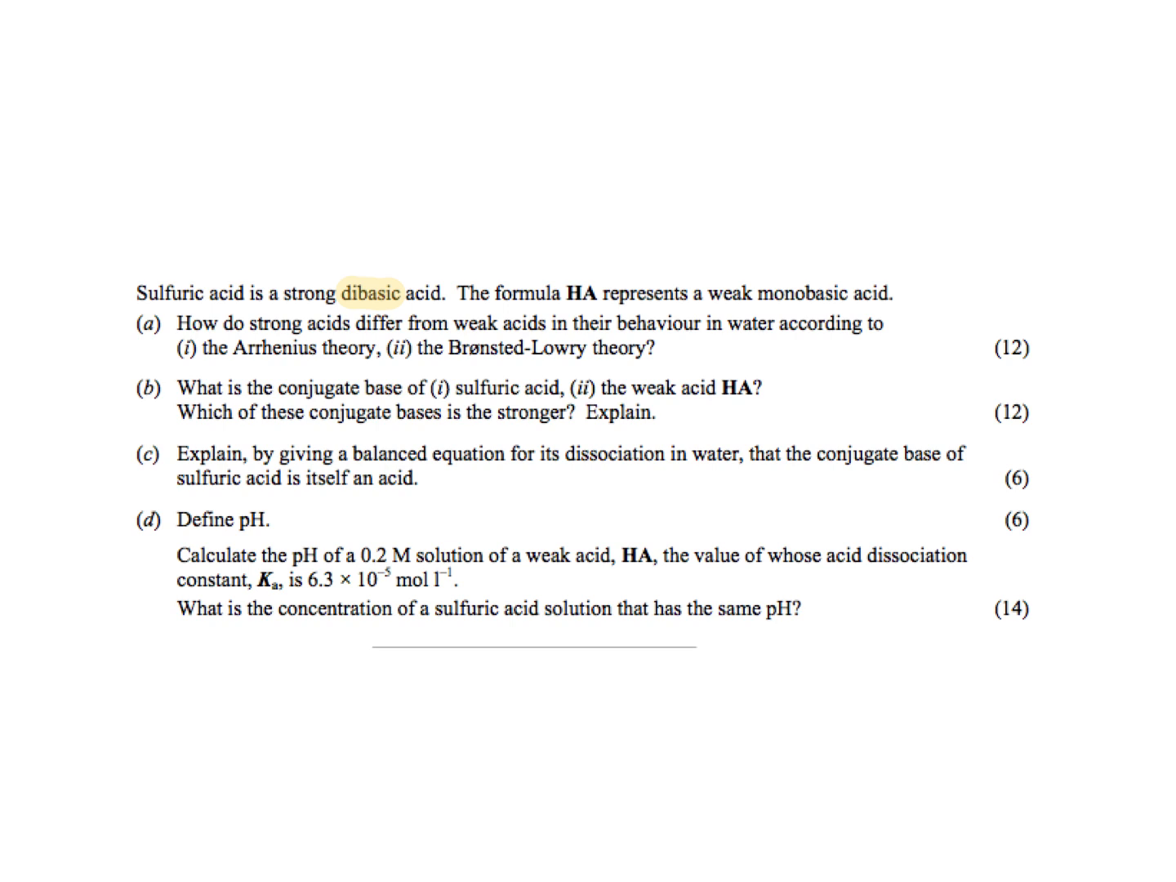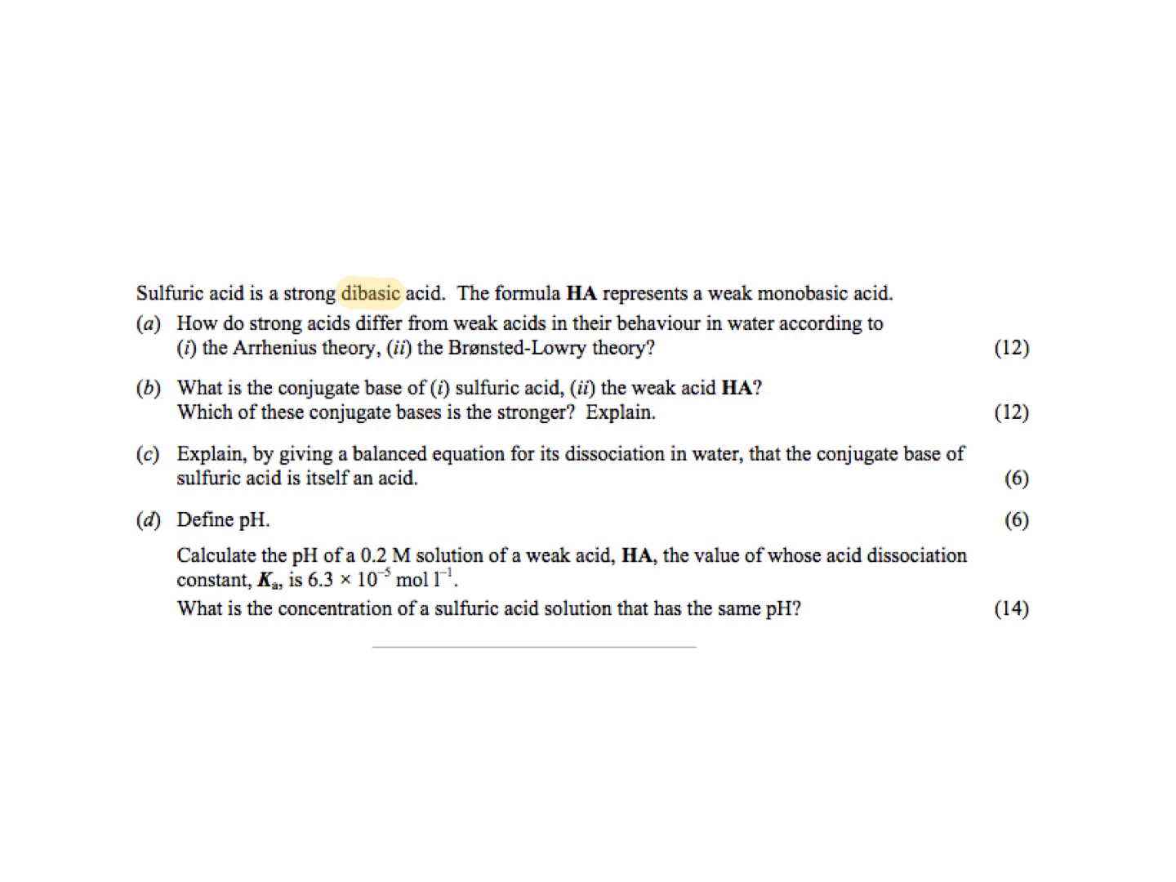Part B then says, what is the conjugate base of sulfuric acid and the weak acid HA? Which of these conjugate bases is stronger, and explain. So that's all theory on conjugate acid-base pairs. So again, that would need to be known. And in particular there, which of these conjugate bases is stronger. You would need to know which is stronger and why.